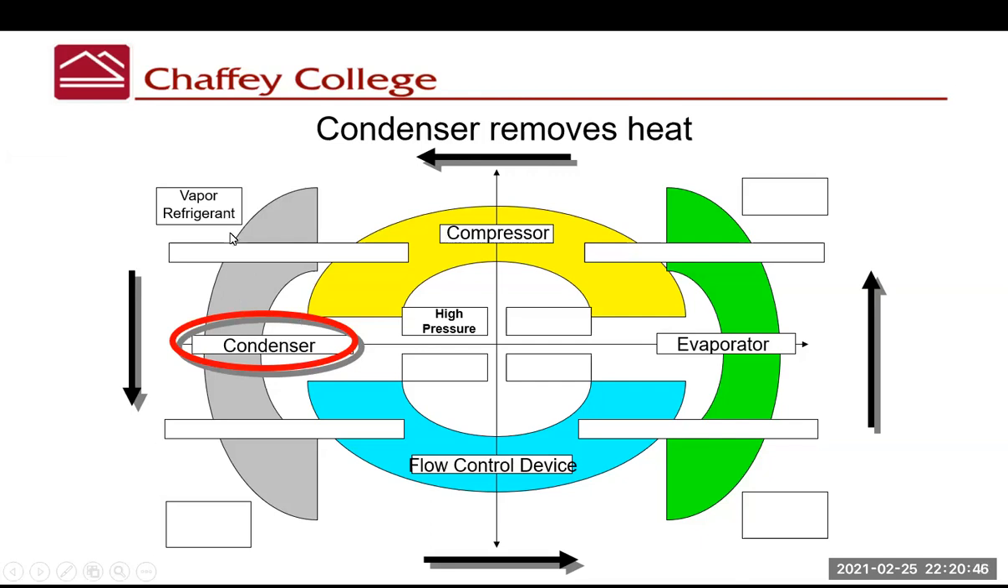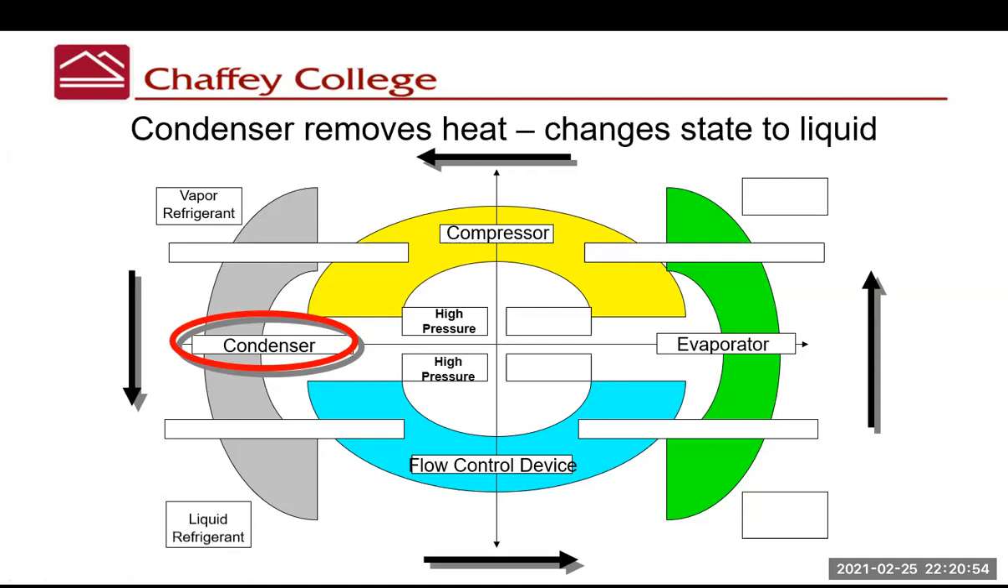As it removes heat from the refrigerant, what happens? What happens when we remove heat from water vapor? Well, it condenses into a liquid. So we still have high pressure refrigerant after the condenser, but now it's in liquid form.